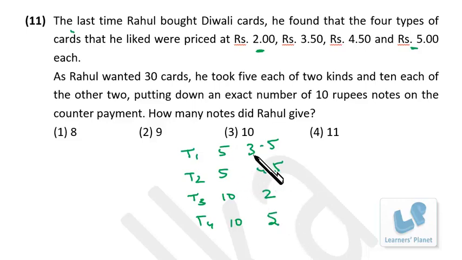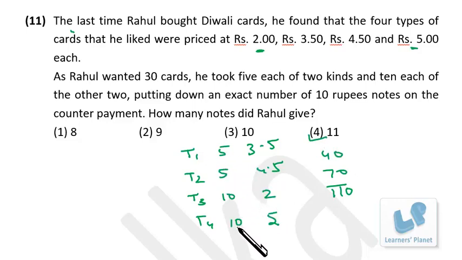Right? So 5 into, I can do 4 plus 3, 7, and 1, 8. So 5 into 8, that is 40. Then 10 into 7, that is 70. So in all 110 rupees. So that is 11 notes of 10 rupees. Okay, so other options do not match.